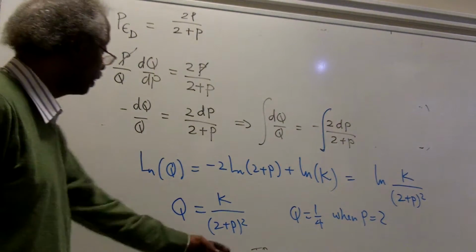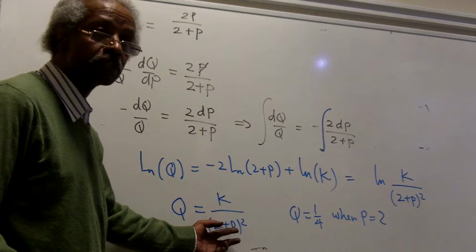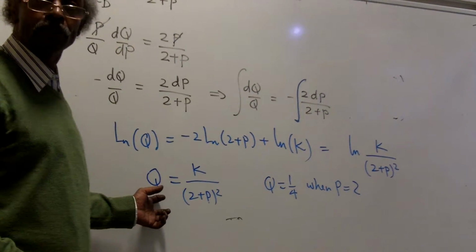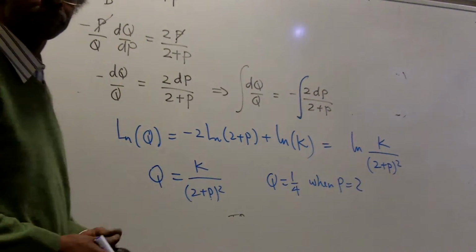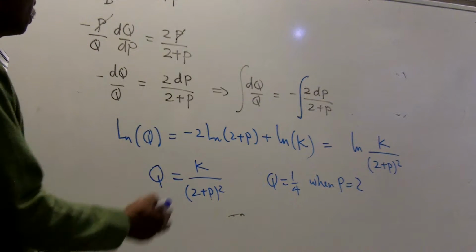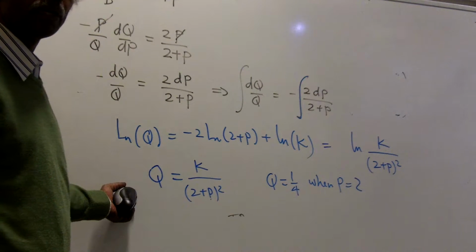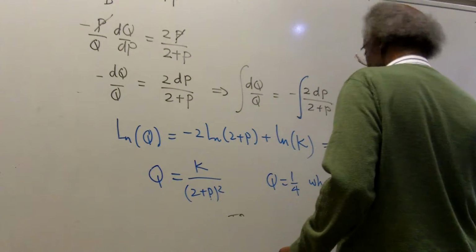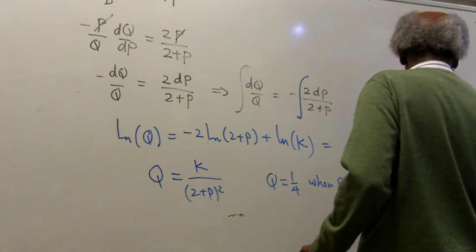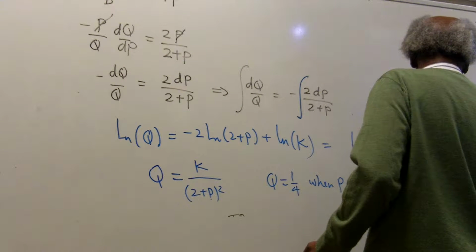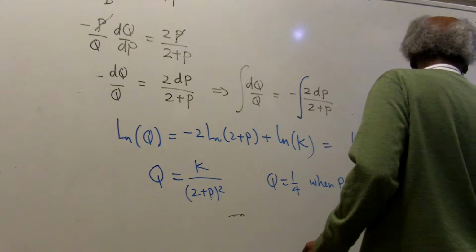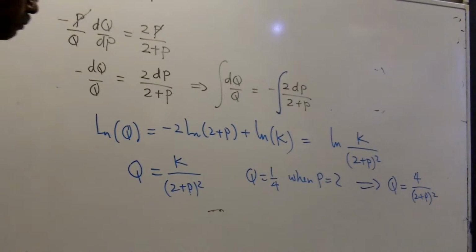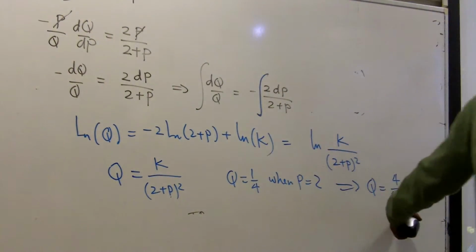Now if I put 2 here, I'm going to get 16 here. And if I put 1 over 4 here I've got 1 over 4 there. So K is going to equal 4. So if you substitute P equals 2, Q equals 1 over 4, you will end up with K equal to 4. So this is the demand equation.